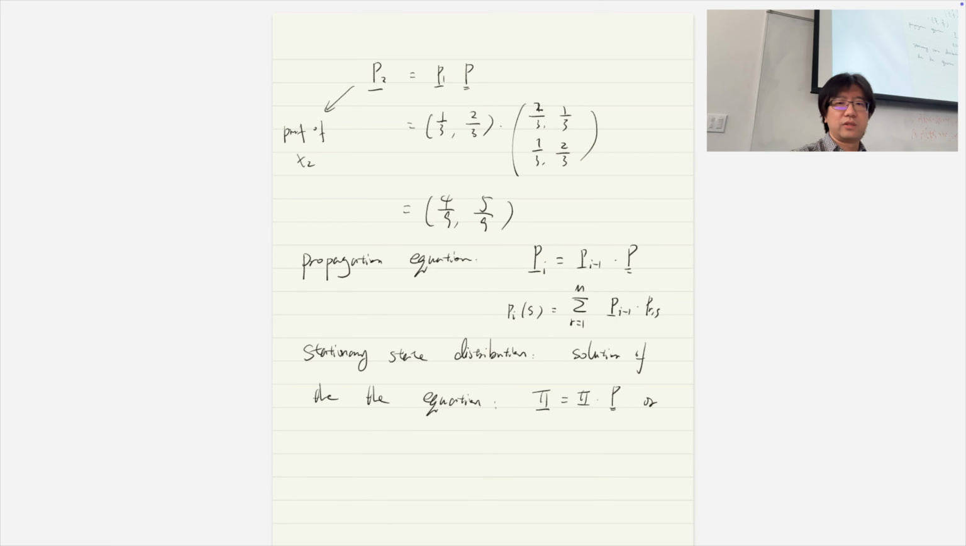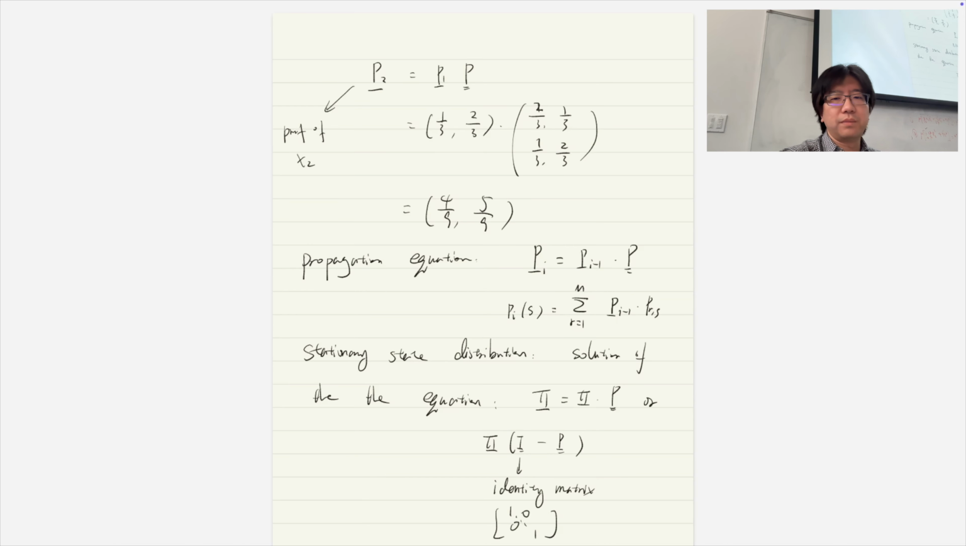Or we can move this to the left. So basically, what we get is pi times (P minus I), where I is the identity matrix. It's like this: on the diagonal it is all 1, and 0 in other places. Any questions?